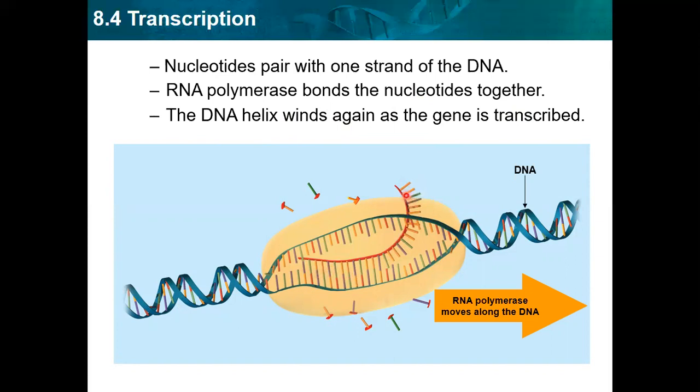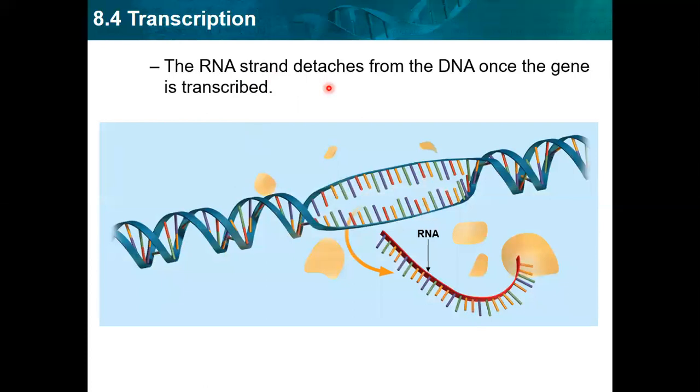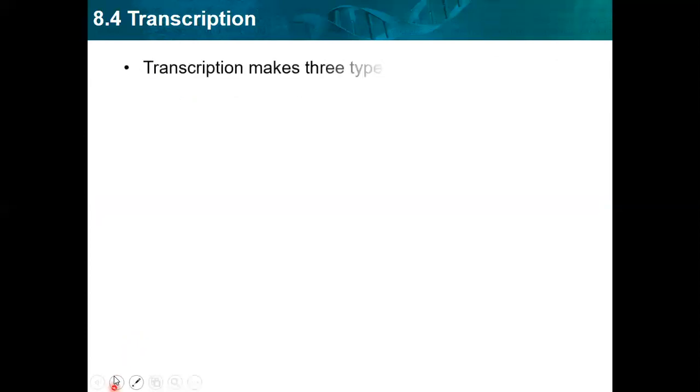As you can see, the RNA is being produced and is moving out of the DNA. So when the RNA moves out of it, then the DNA would wind up again and become the normal double helix. So this is what we saw here. The RNA strand would detach from the DNA once the gene is already transcribed. So once the gene transcription is done, you're going to have the DNA form back again. So this is the process of transcription.